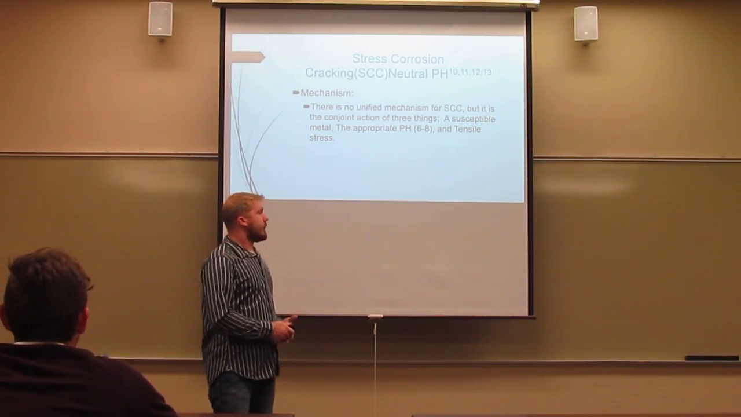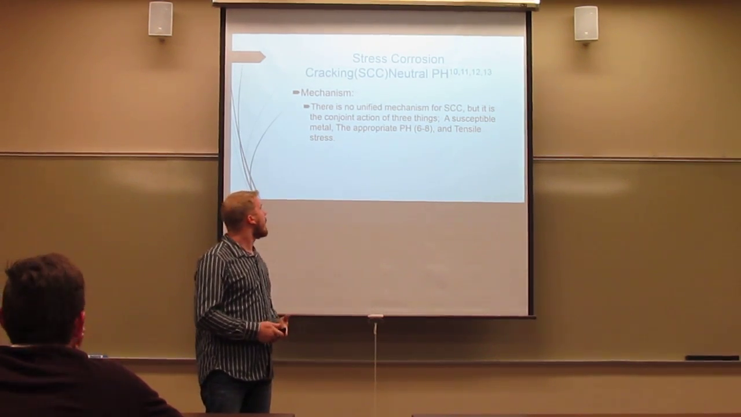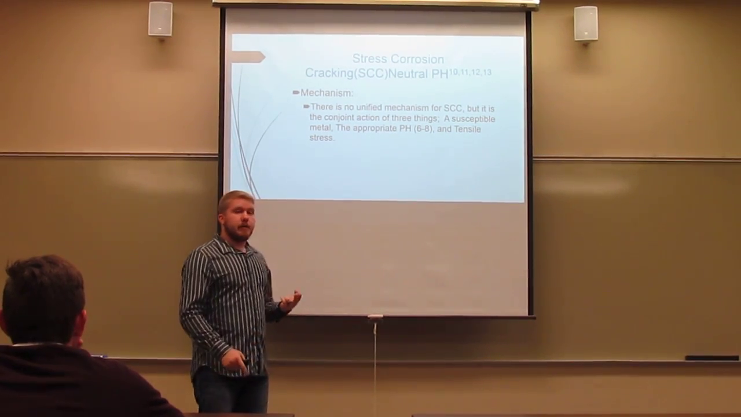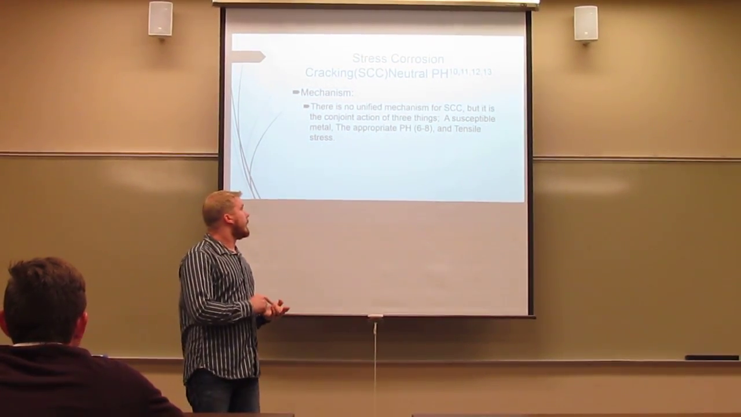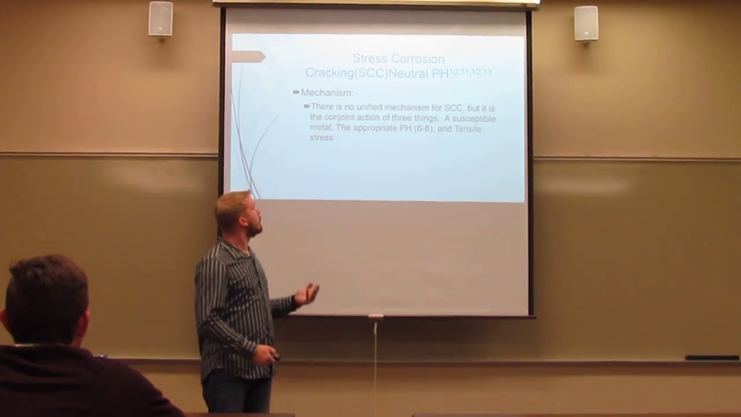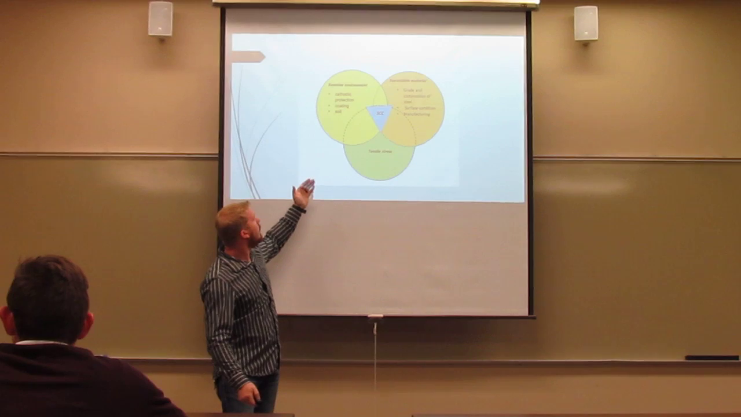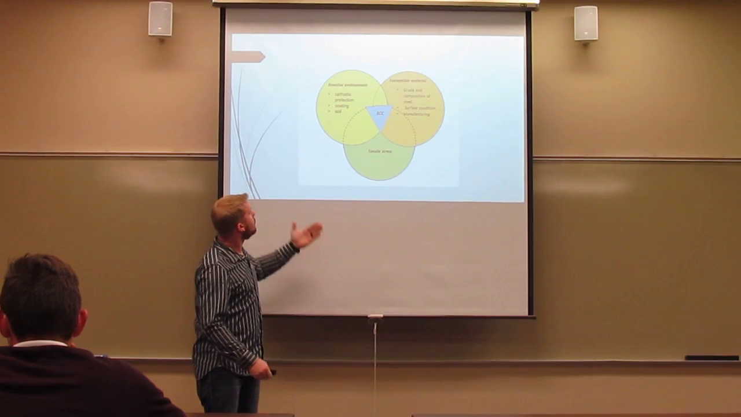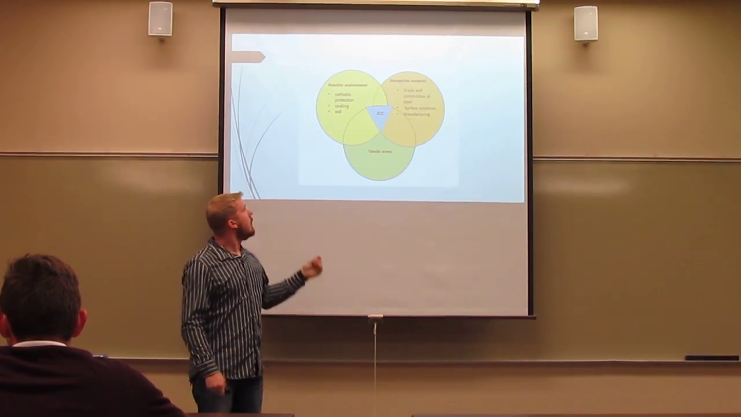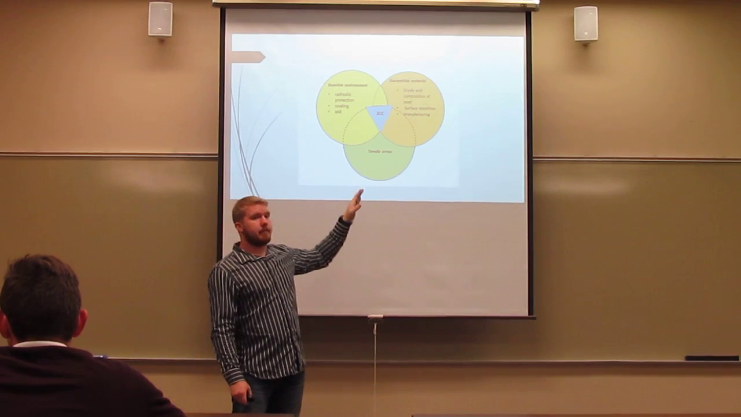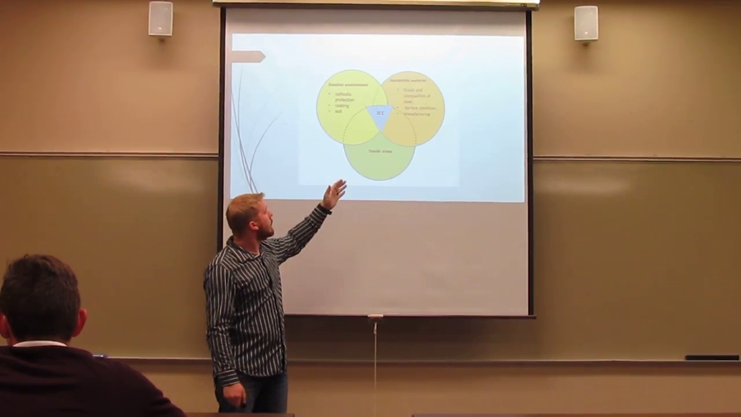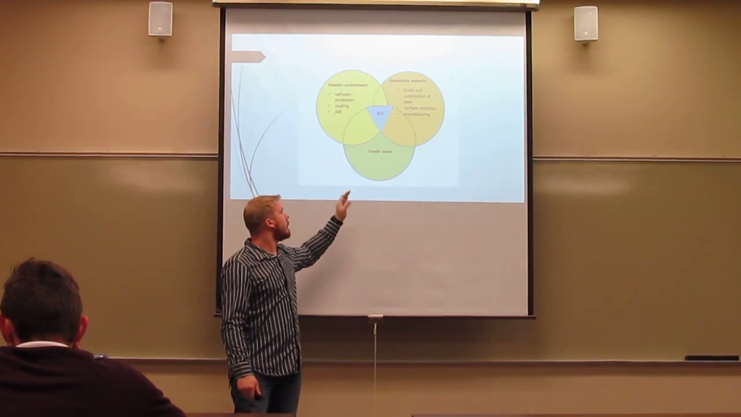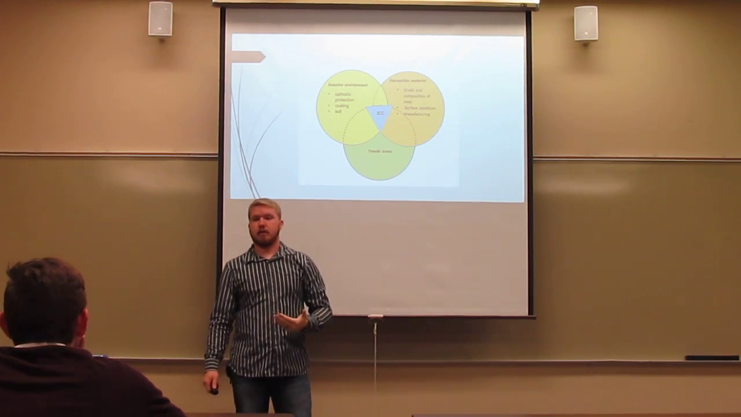Mechanism. There's no unified mechanism for stress corrosion cracking, but the joint action of three things: a susceptible metal, the appropriate pH, which in this case is going to be from 6 to 8, and tensile stress. And you're going to see this in the illustration I did. You have a reactive environment, which soil is one of them here, and your pH is going to come from your soil. Coatings, cathodic protection, all these things are going to give you a reactive environment. Your susceptible metal: if your material is susceptible to it, that's going to play a role in it. And then your tensile stress. And all these things come together and they create stress corrosion cracking.